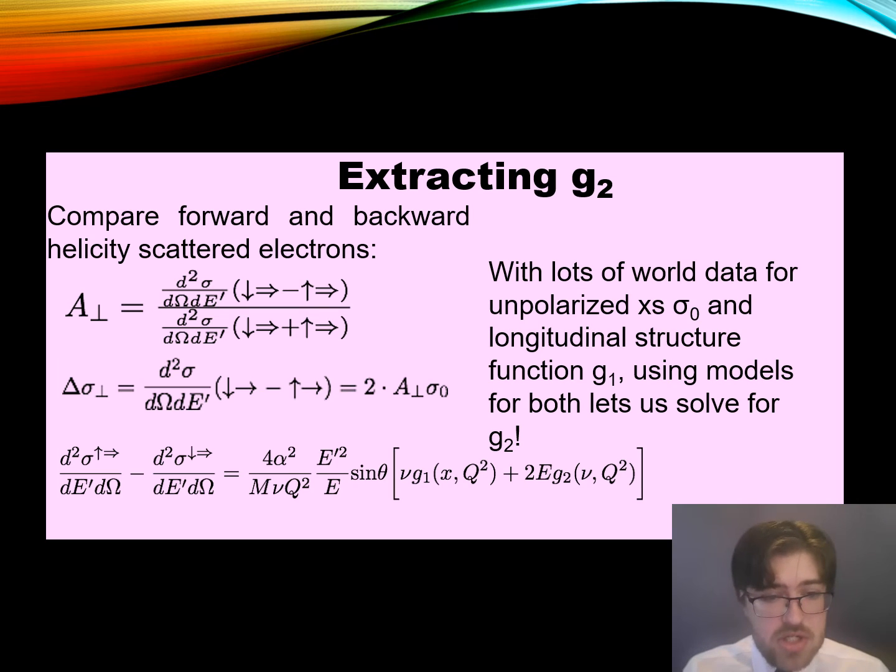To actually measure g2, we want to look at quantities called asymmetries, where we compare forward and backward helicity scattered electrons and look at the cross-section for each. With these asymmetries and an unpolarized cross-section, you can form polarized cross-section differences, which are related to the structure functions g1 and g2. And because there's lots of world data on the longitudinal structure function g1 and on unpolarized proton scattering, we can use models for both and solve for g2, which is of our interest in this experiment.